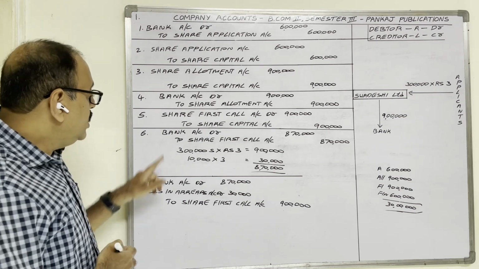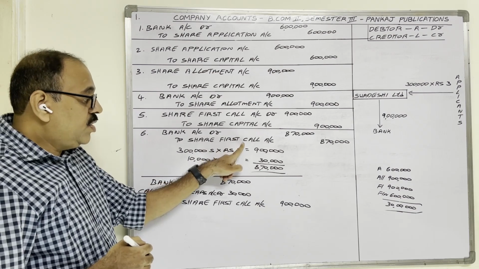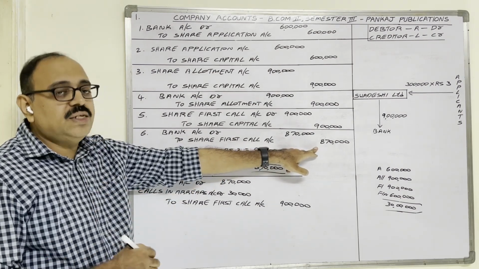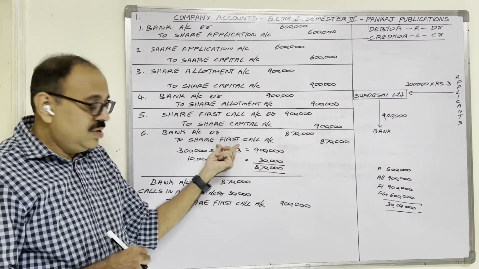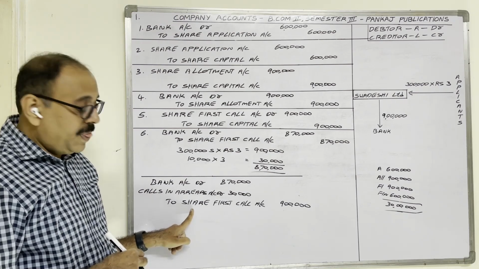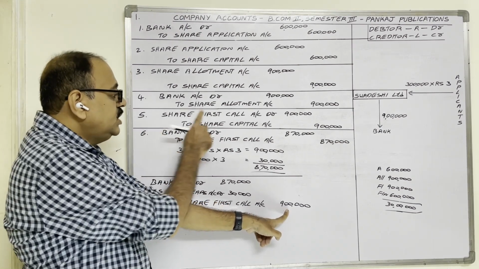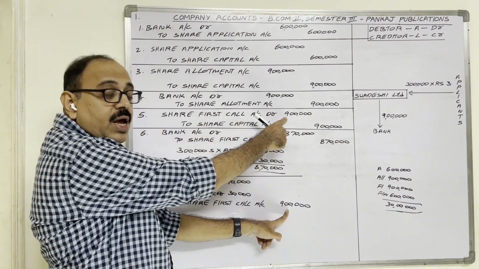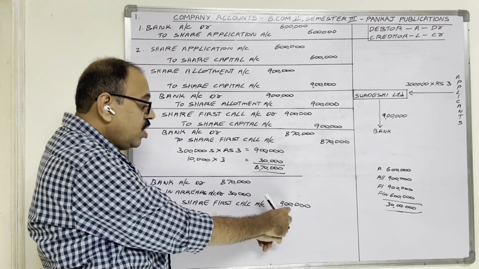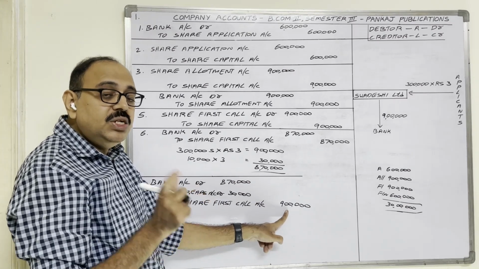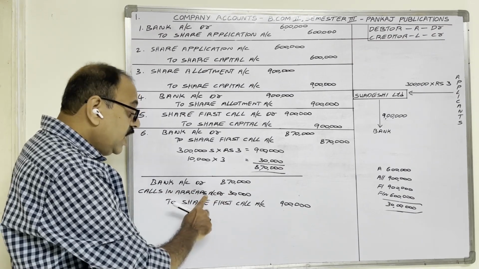See, what is the difference between this entry and this entry? Here, share first call account is credited with only 8,70,000. Means in share first call account, 30,000 debit balance is there. But if you observe this entry, share first call account is credited with 9 lakh. So in fifth entry, share first call account is debited with 9 lakh. In sixth entry, we are crediting that account with 9 lakh. Means share first call account is closed. And the balance in share first call account, 30,000, we are transferring to calls in arrears account.